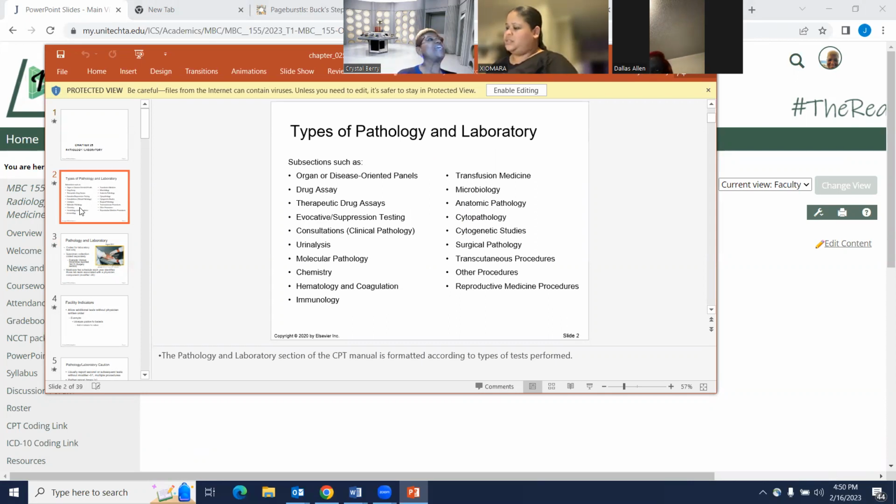How many levels? Six. Yes, six, right? Dallas, that's correct, six. There are six levels of surgical pathology. Next, what type of drug test measures the amount of a drug in the specimen?